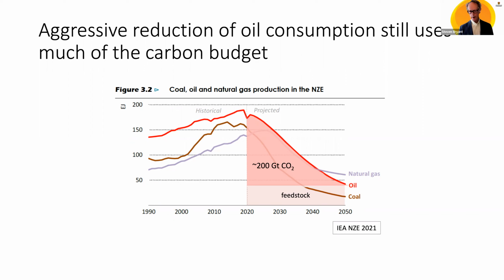Here's the area under that oil curve, basically their projection. And it's of order 200 gigatons of CO2. And you'll recall that 1.5 degree pathway example we looked at a moment ago, the current carbon budget is about 500 gigatons. So that's a lot of your available budget, even in this dramatically rapid reduction in oil consumption.